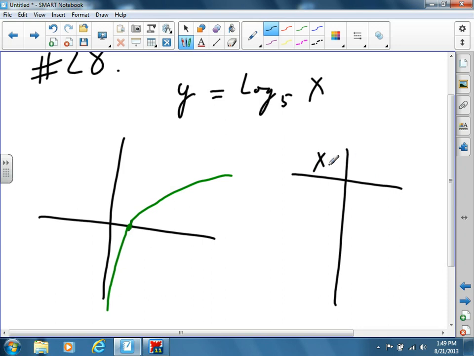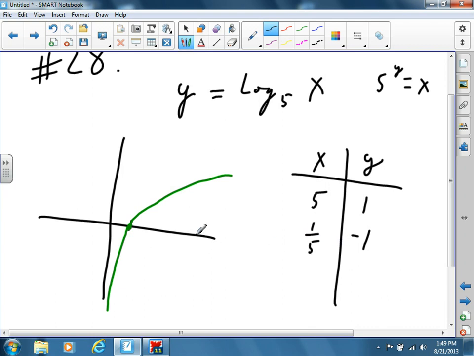So X and Y. I look at that and say, what am I going to do with this? All right, so I'm going to rewrite it: 5 raised to the Y is equal to X. Then I'm saying, when Y is 1, X is 5. When Y is minus 1, X is 1/5.